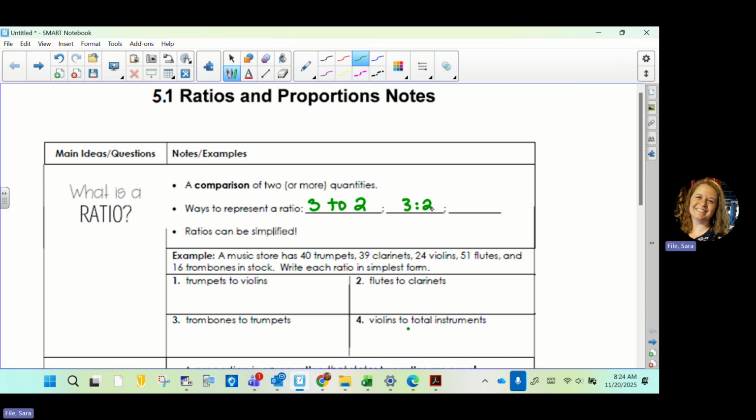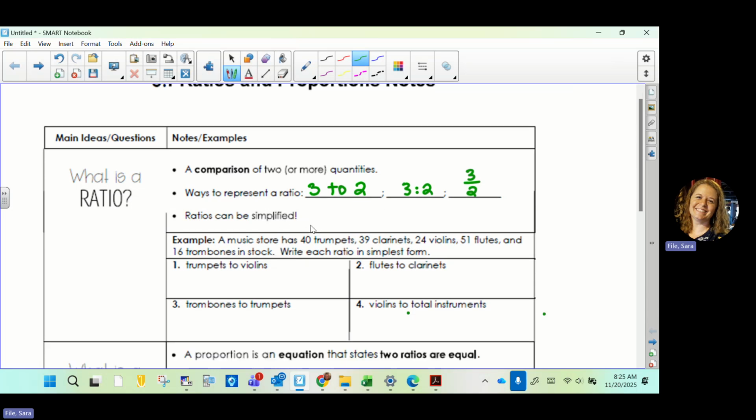Anybody know the last way y'all represented ratios? Over, yeah, fraction, good. So 3 over 2. That's what we are going to be focusing on, the fraction form. When we have ratios, we're going to write them as fractions. And we know that fractions can be simplified, so that means a ratio can be simplified. So we're going to practice that as well.